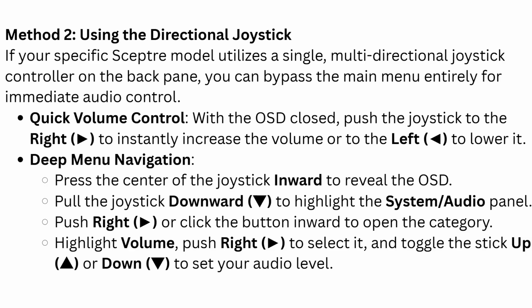Deep menu navigation: press the center of the joystick to reveal the OSD. Pull the joystick downward to highlight the system or audio panel. Push right or click the button inward to open the category. Highlight volume, push right to select it, and toggle the stick up or down to set your audio level.